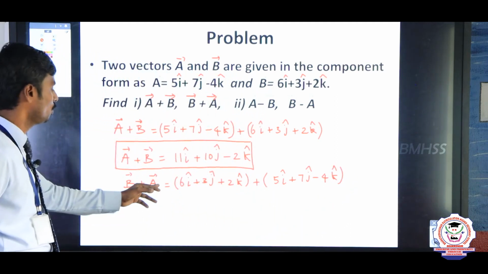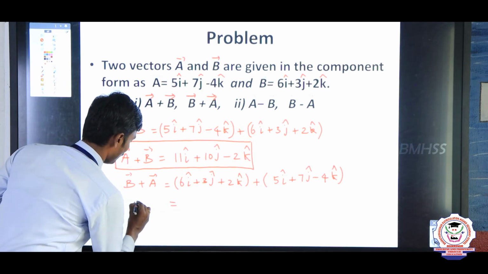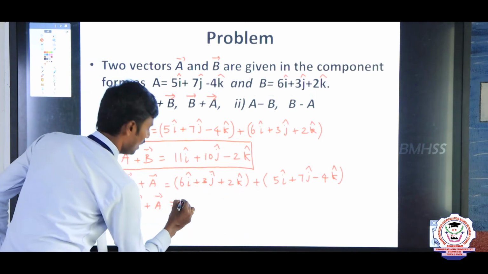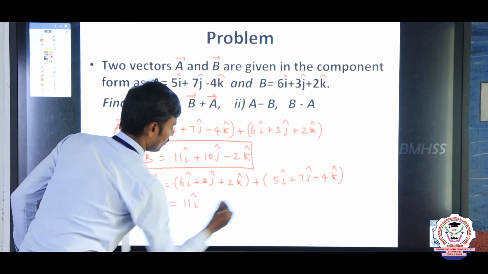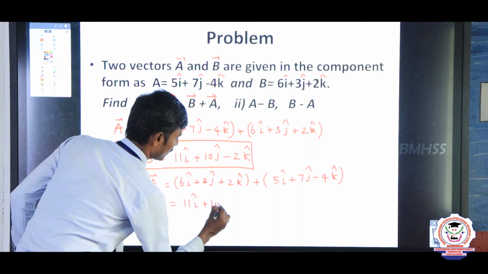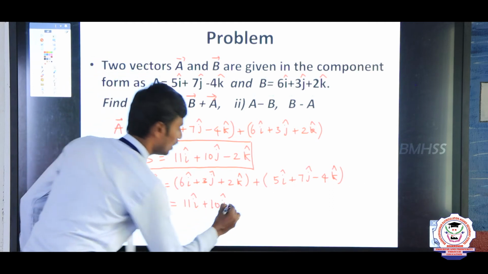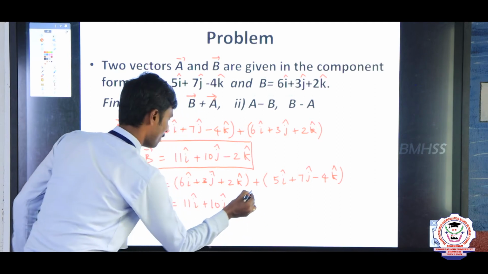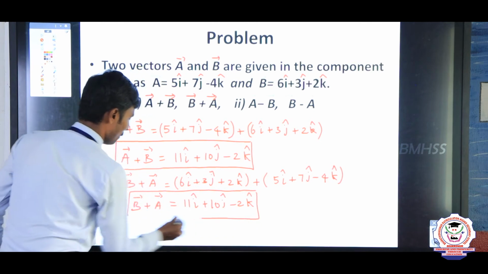Listen here. So B plus A, we get the answer: B vector plus A vector equal to 6 plus 5, same value, 11 i cap, 3 plus 7, yes, 10 j cap, 2 minus 4, 2k cap. Wait, 2 minus 4 only, minus 2k cap. This is the B plus A vector.